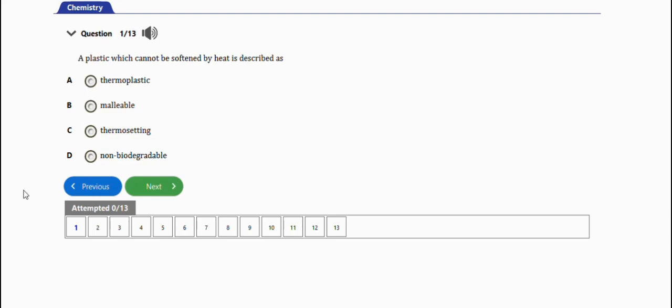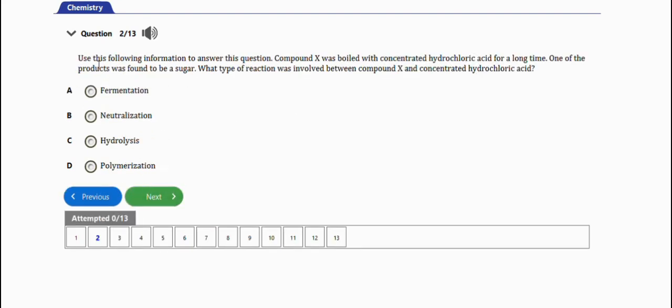Let's get started. The first question I have here says, a plastic which cannot be softened by heat is described as, we have thermoplastic, we have malleable, thermosetting, non-biodegradable. So the right answer is option C, which is thermosetting. Very important.